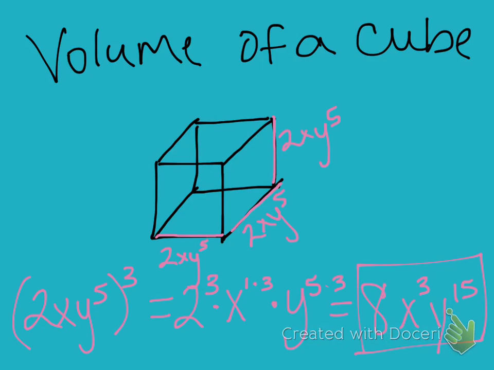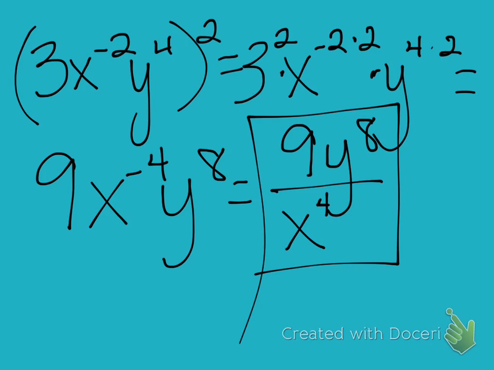So 2 to the 3rd power is 8. X to the 1st power times 3 is x to the 3rd power. And y to the 5th power times 3 is y to the 15th. So our final answer is 8, x to the 3rd, y to the 15th.